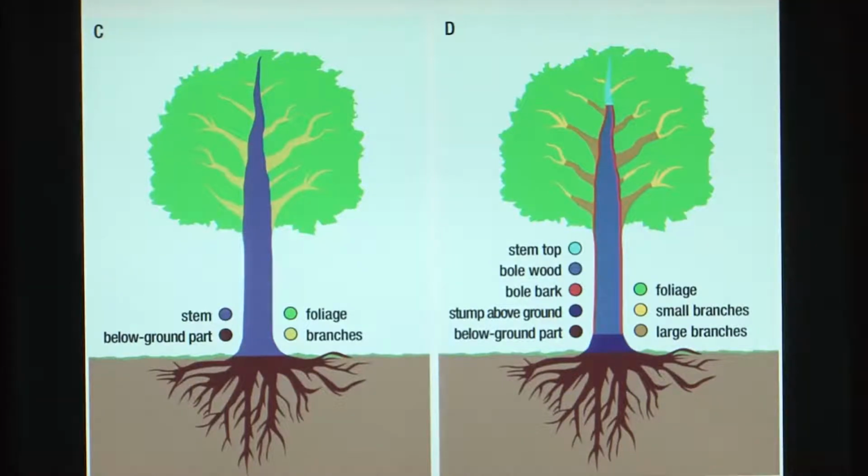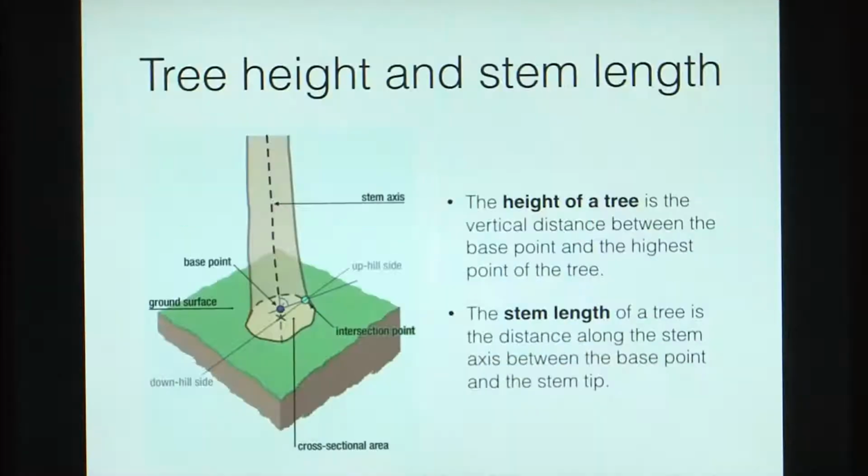So, once we have done this, when we talk about a tree height, what do we mean by a tree height? If you look at the definitions, the height of a tree is the vertical distance between the base point and the highest point of the tree, whereas the stem length of a tree is the distance along the stem axis between the base point and the stem tip. So, what do we mean by that?